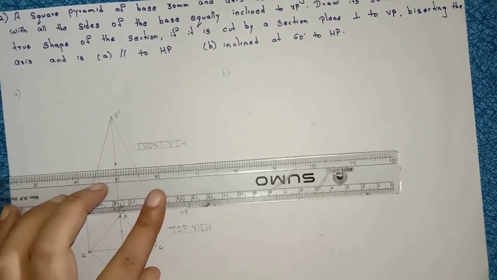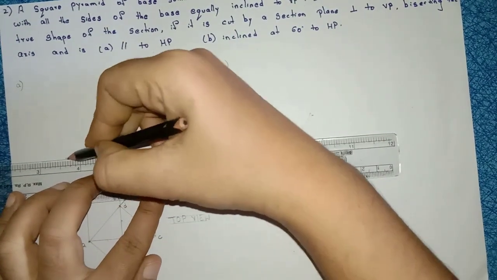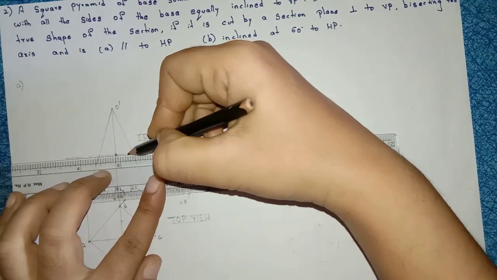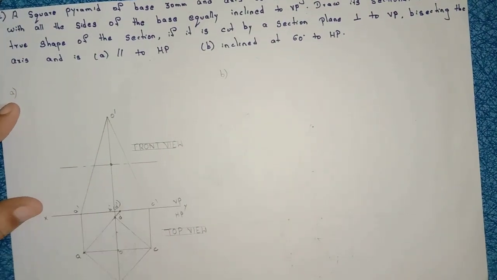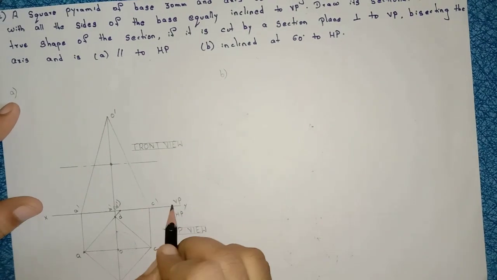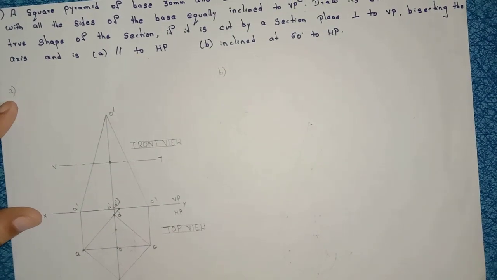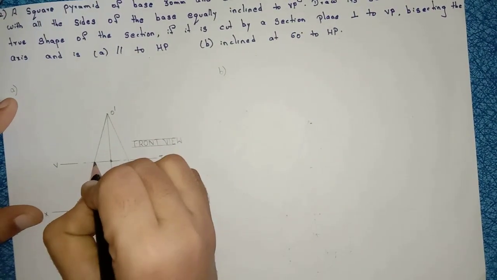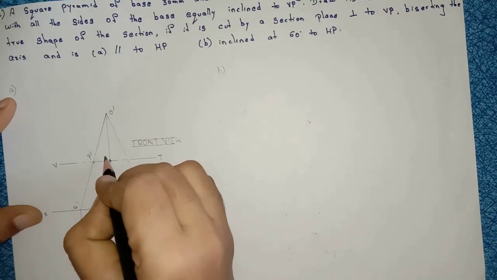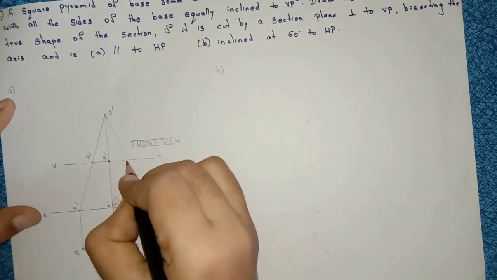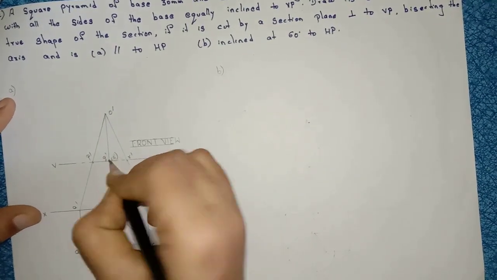See, if I construct the sectional plane like this, now this sectional plane is parallel to HP, bisecting the axis. I am constructing the sectional plane in VP, so naming it as VT, vertical rays. For A dash, I am naming it as P dash. For B dash, Q dash. For C dash, R dash. For D dash, S dash.